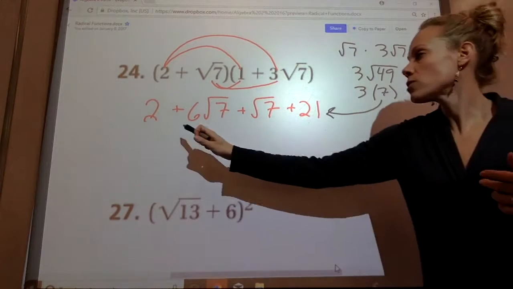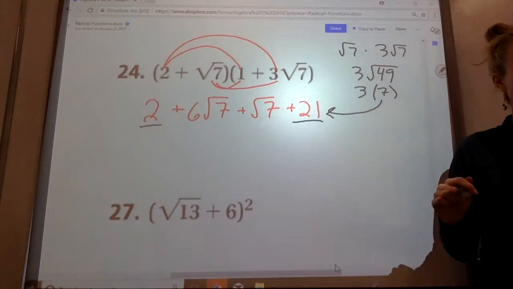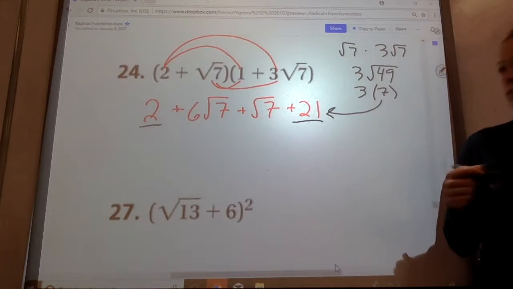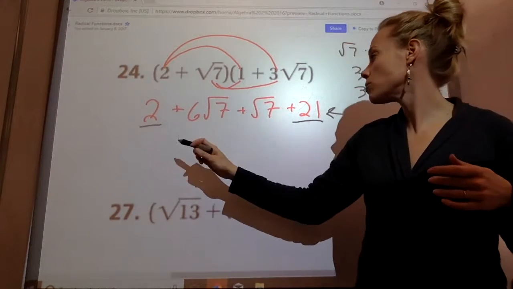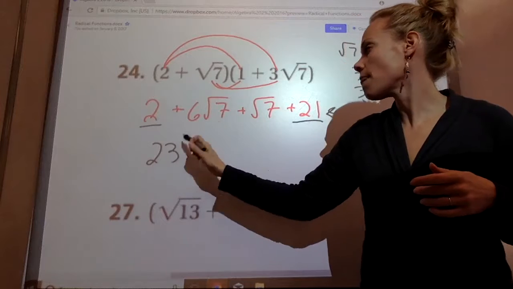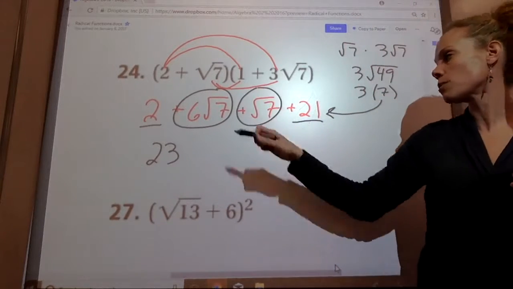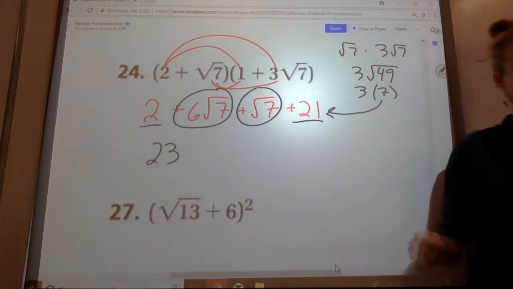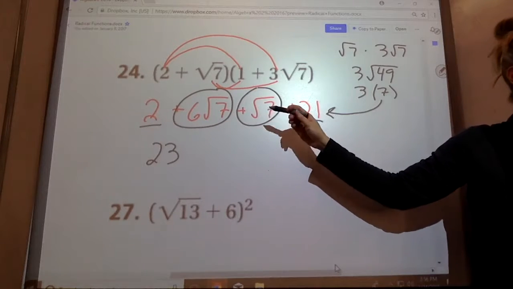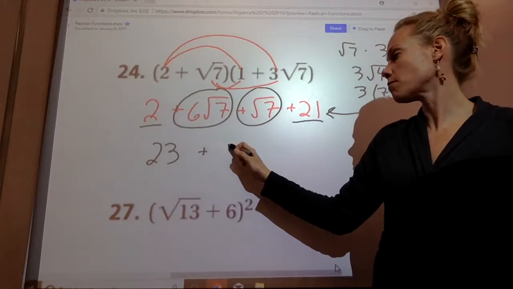And again, if you notice, your first and last add together. So 21 plus 2 is 23, and then your outer inner terms, your middle 2 combined together, 6 root 7 plus 1 root 7 is 7 root 7.